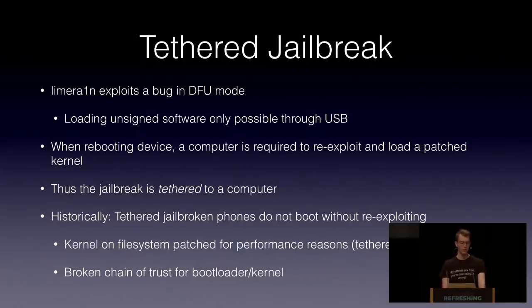LimeRain exploits a bug in the DFU mode, which allows you to load unsigned software through USB. However, when you reboot the device, a computer is required to re-exploit and again load your unsigned code, and then load the bootloaders, load the patched kernel. Thus, the jailbreak was tethered to the computer, because whenever you shut down, you need to be back at the computer to boot your phone up.